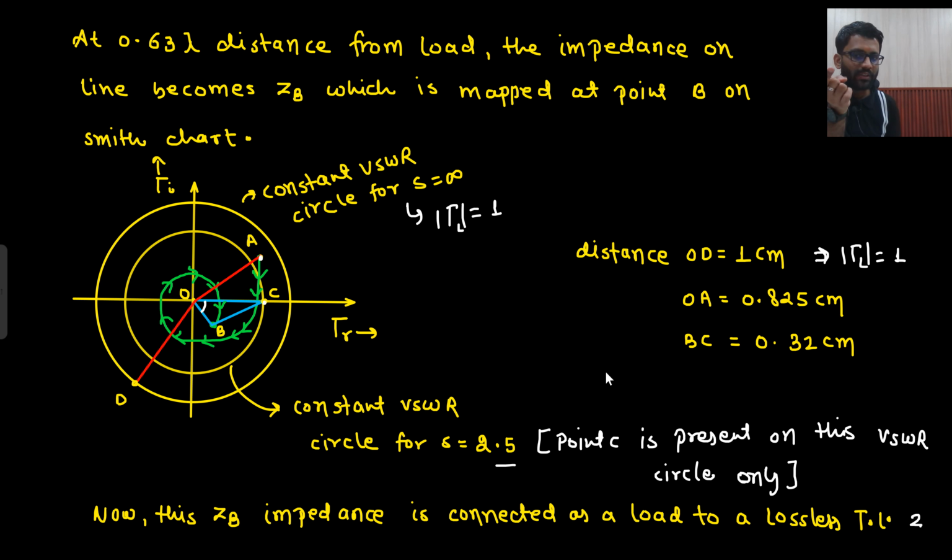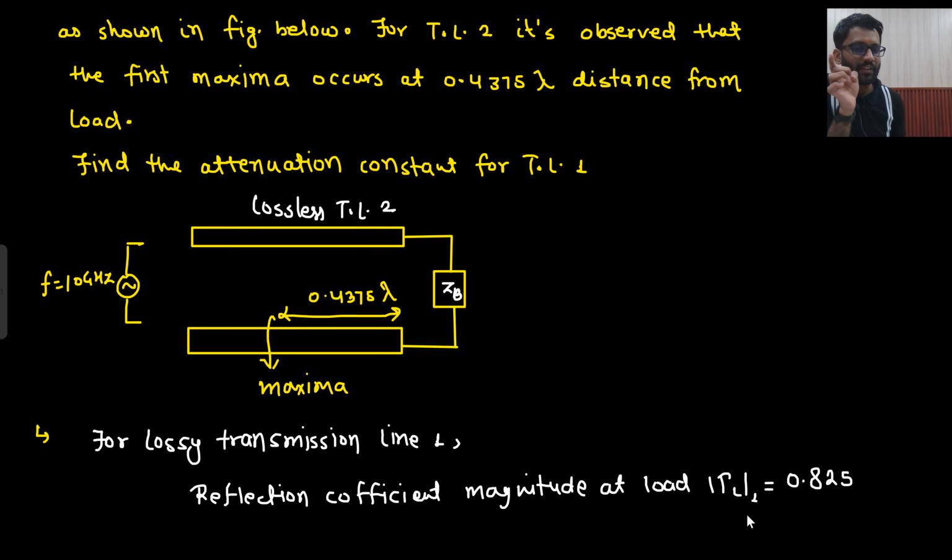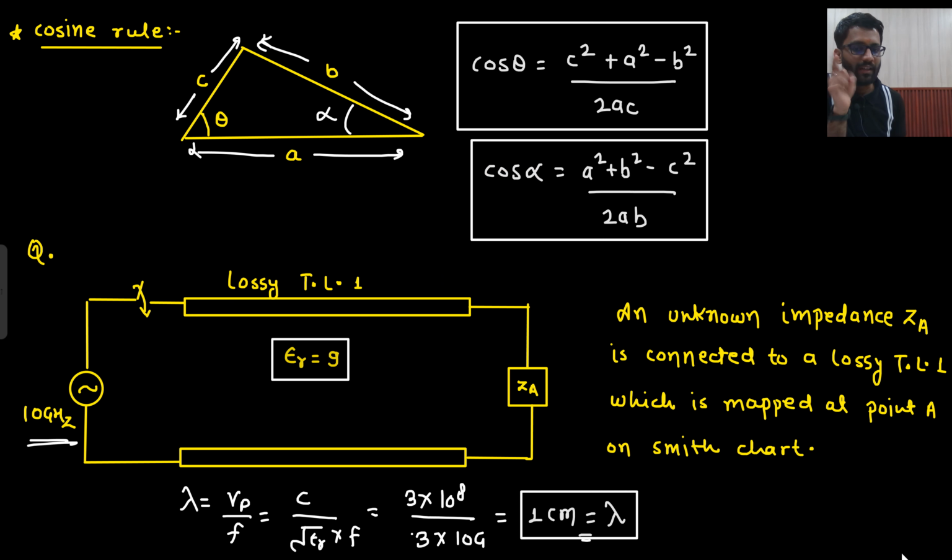So I need to find the OC value. BC value is given. What is BC? BC is 0.32 centimeter. BC is not representing anything. This is just a length. What is OA representing? OA is representing the reflection coefficient at load if your load is ZA. That means this is what OC is representing, the magnitude of reflection coefficient at load if my load is ZA.